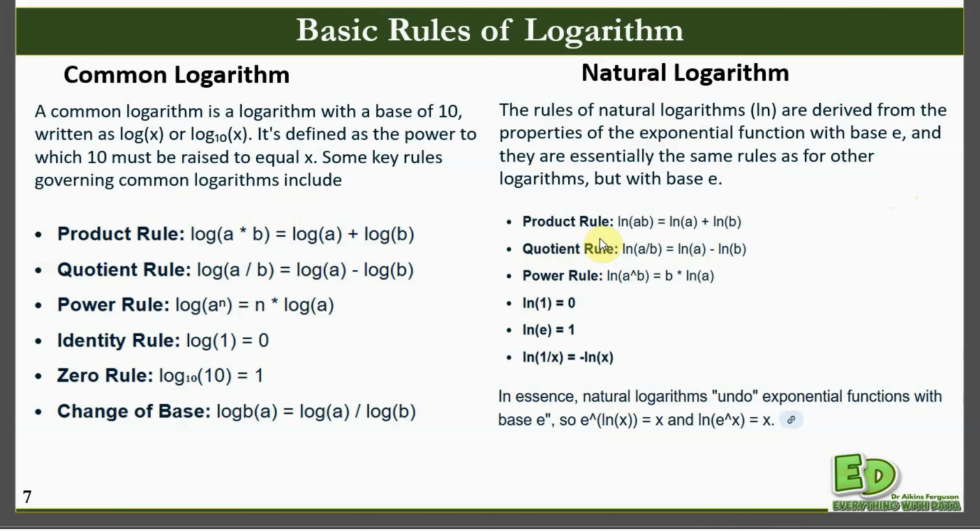We have the product rule as well, where we have natural log of ab. So ln of ab is ln of a plus ln of b. Quotient, the same thing: ln of a over b will be ln a minus ln b. The same applies to the power rule. The natural log of 1 is 0. The natural log of the base e, or natural log of e, is 1. The natural log of 1 over x is minus natural log of x.